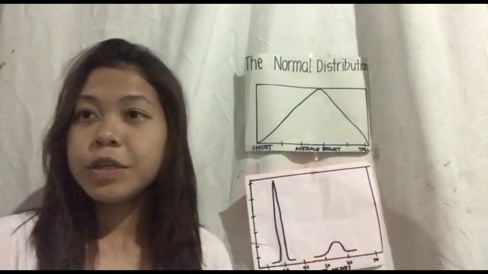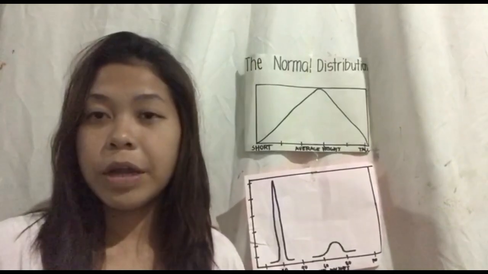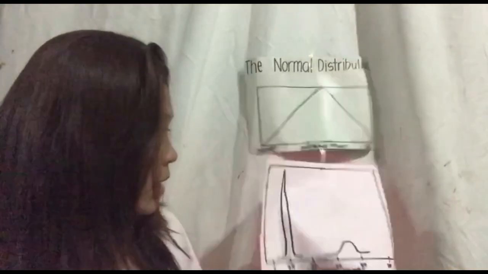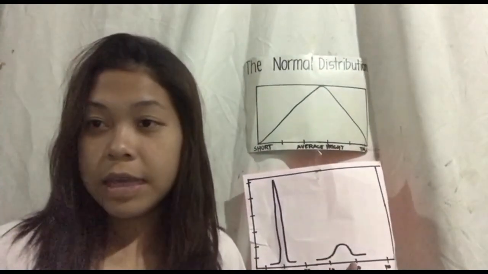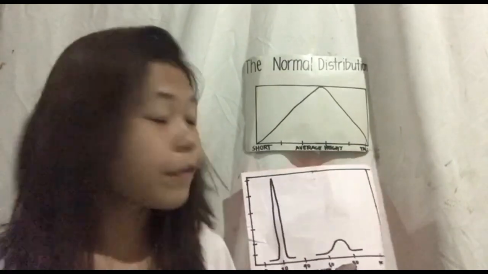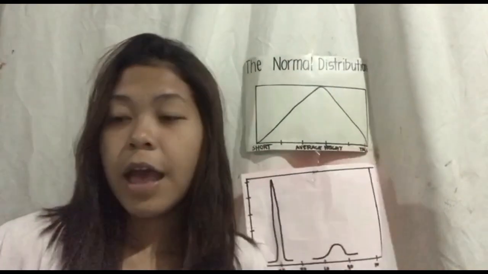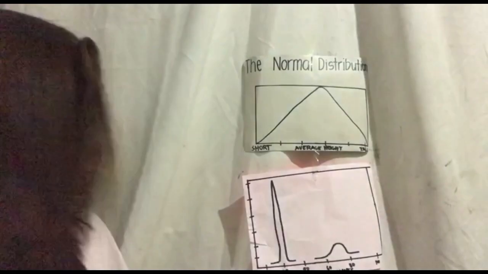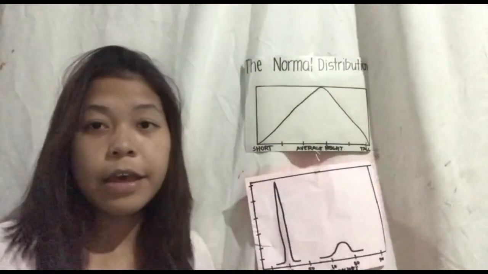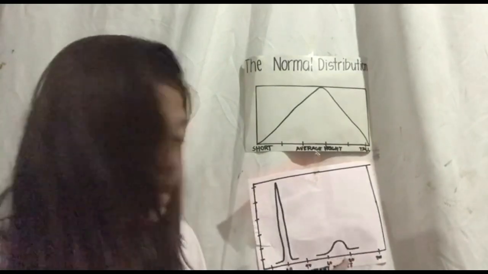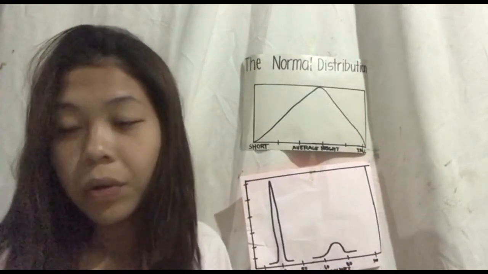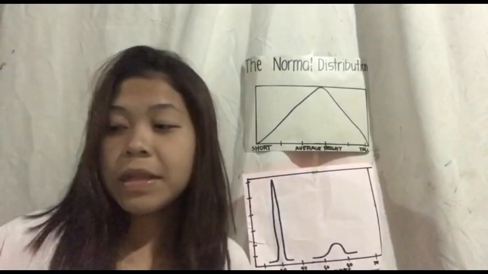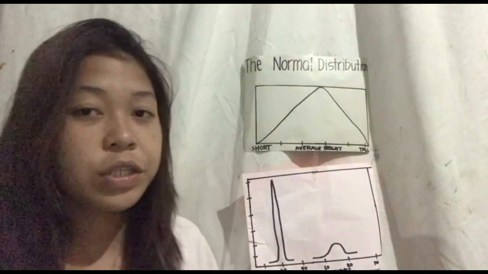Here are two normal distributions of the height of males when they're born and as adults. This is the distribution for babies, and this is the distribution for adults here. The average baby height is 20 inches, and this is the adult height, 70 inches. Normal distributions are always centered on the average value.